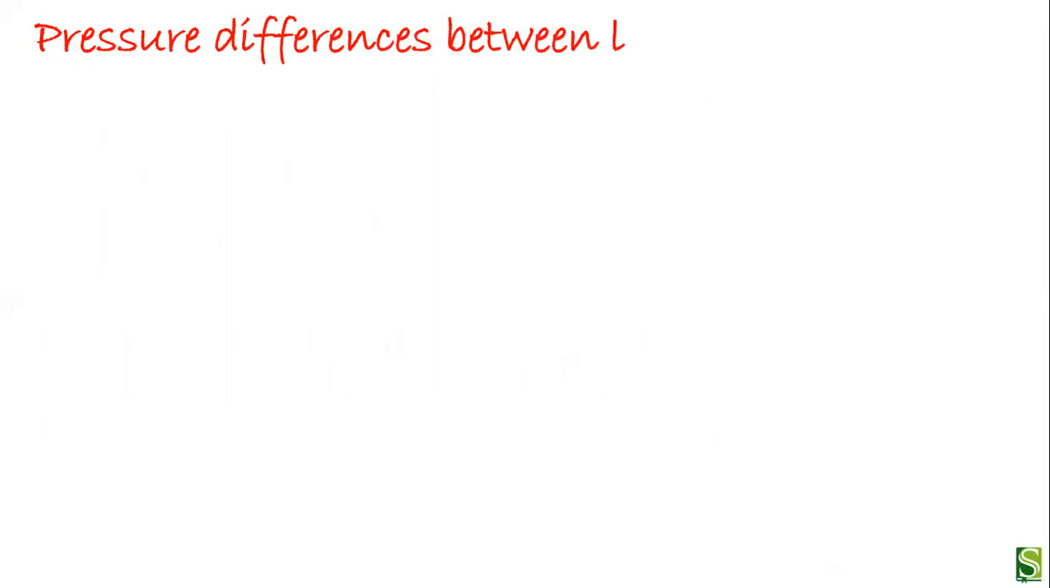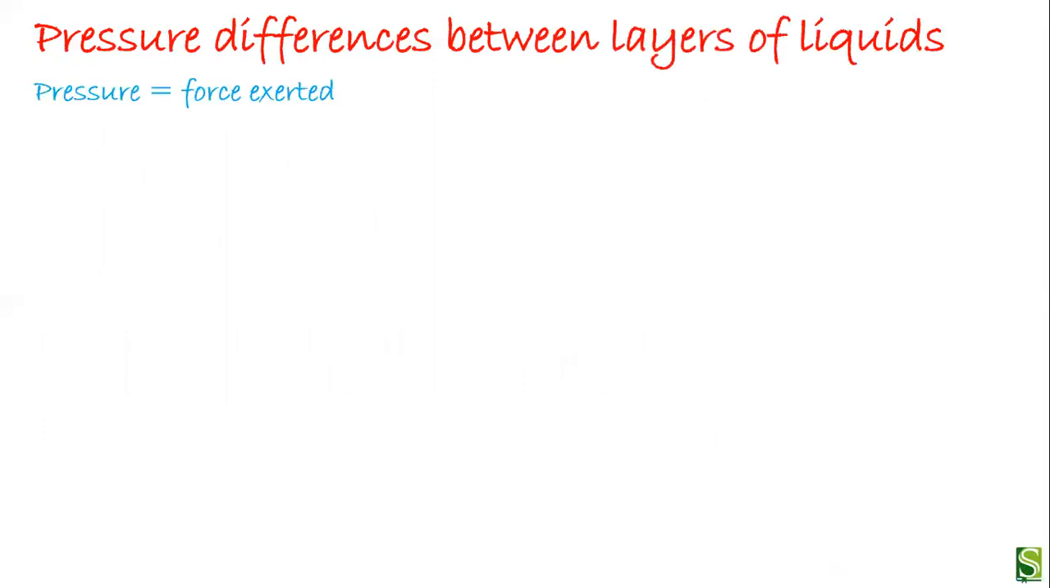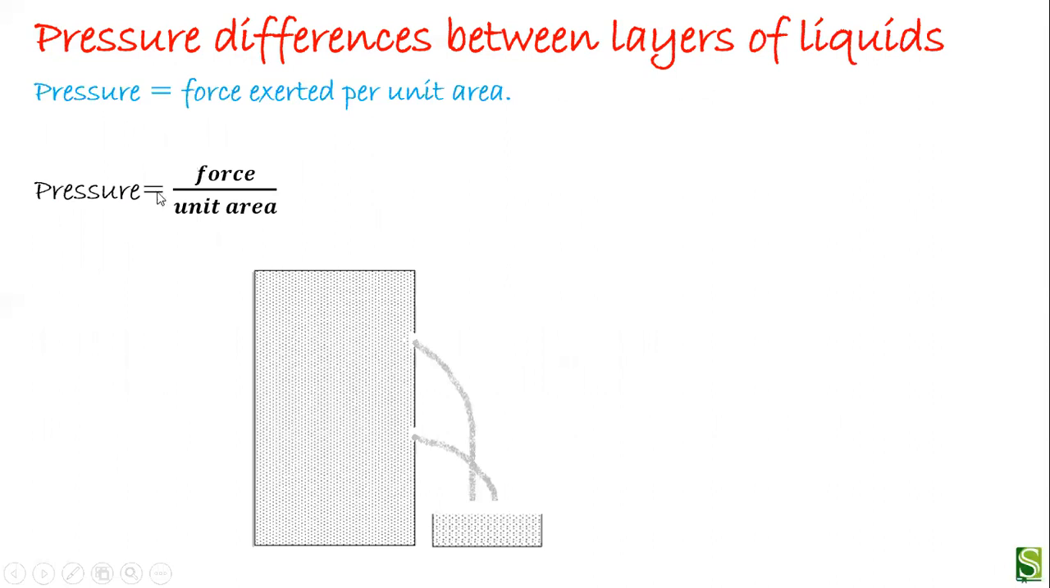Now let us see the pressure difference between layers of the liquids. How do we define pressure? Pressure is defined as the force exerted per unit area. So we can write pressure is equal to force upon unit area. How can we write force? We can write force is equal to pressure into area.